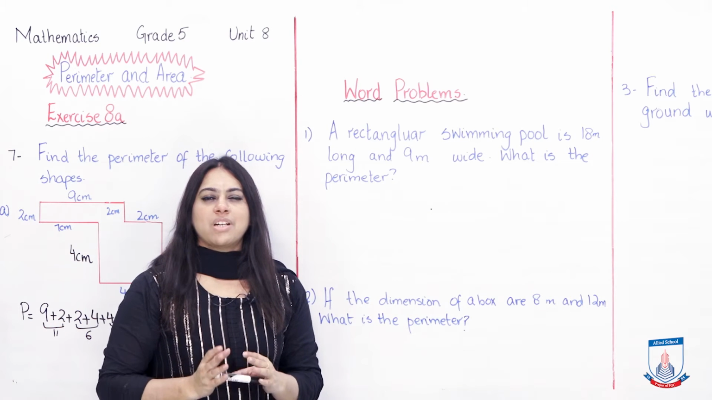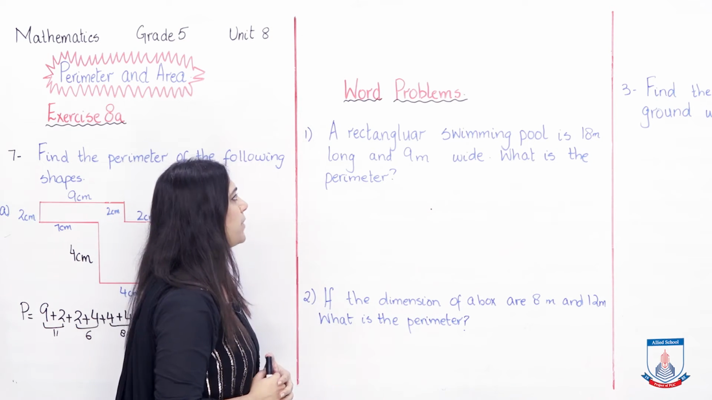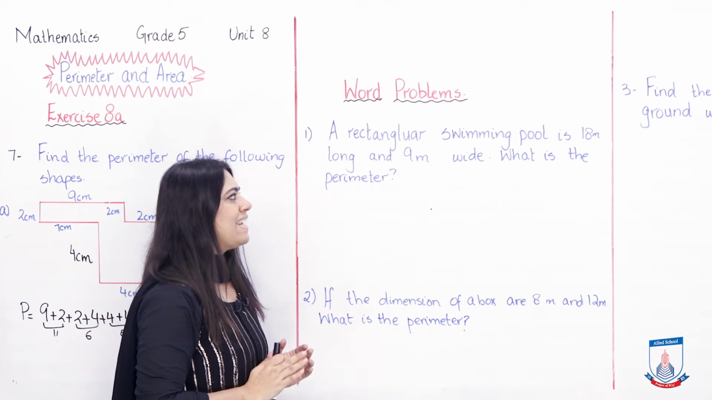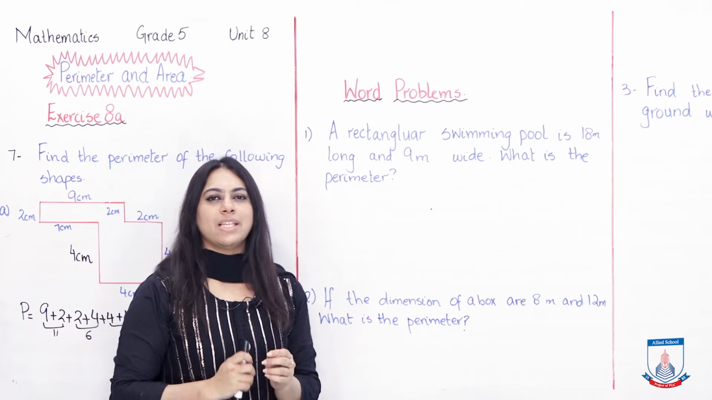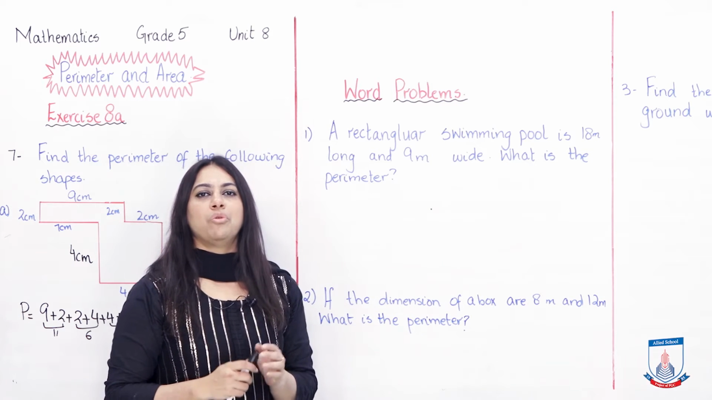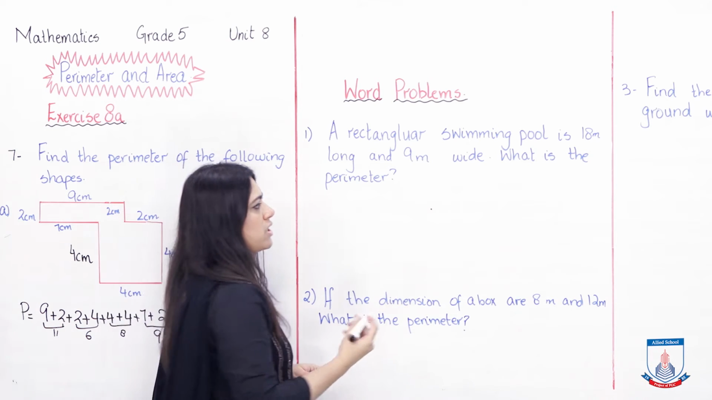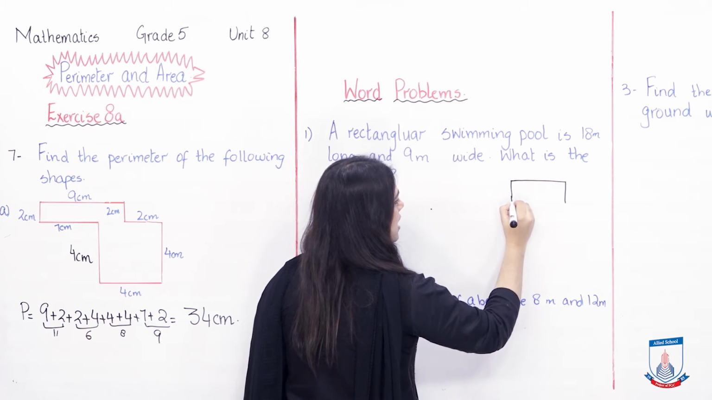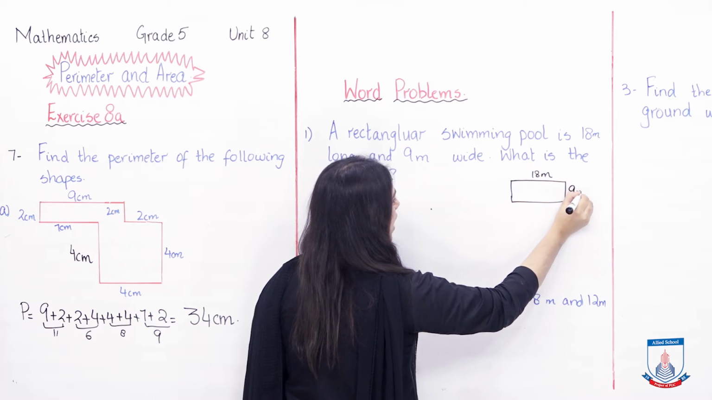Students, now we are going to start with the word problems. What is the first word problem? A rectangular swimming pool is 18 meter long and 9 meter wide. What is the perimeter? It's quite an easy question. They're asking you to find the perimeter of a rectangular swimming pool, which is 18 meter long and 9 meter wide.